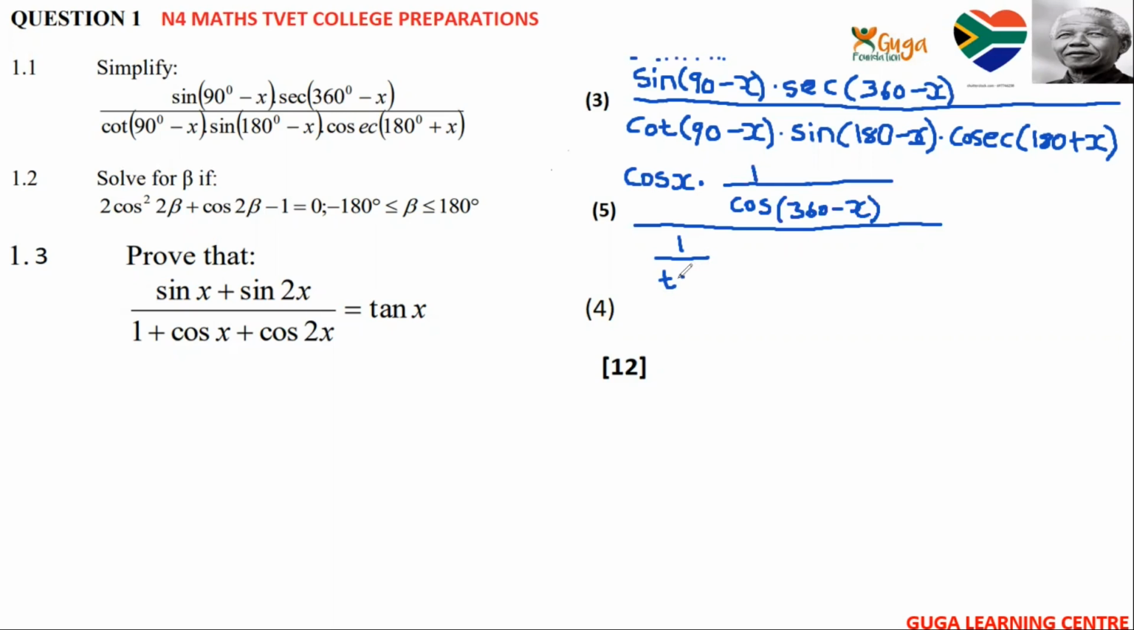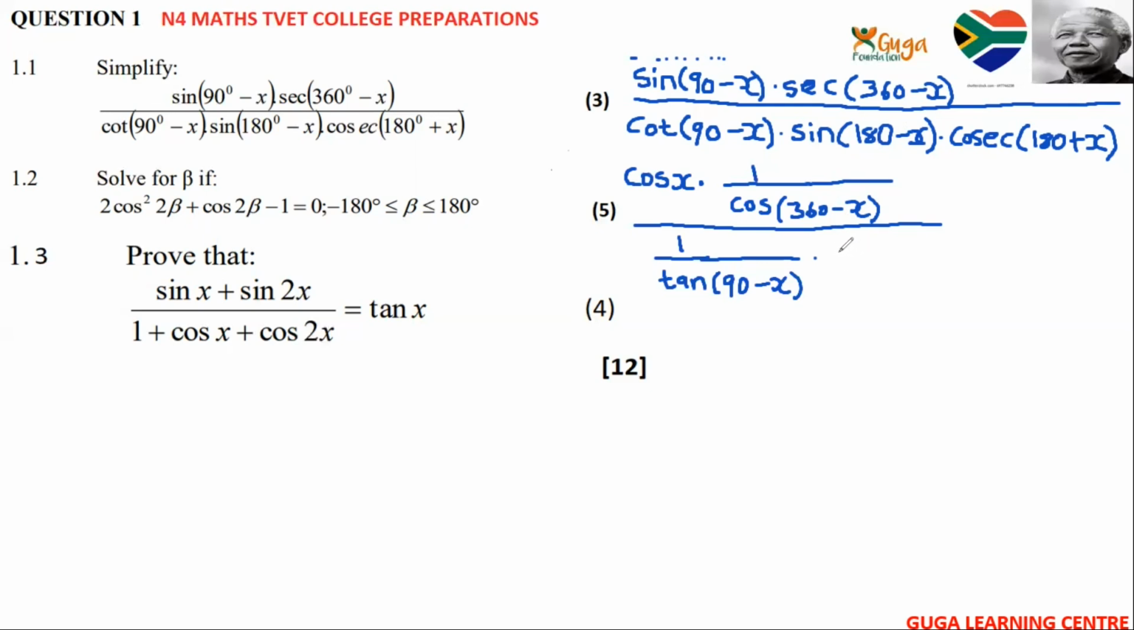1/tan of 90 minus x is still fine, right? Let me put it that way. Multiply by sine of 180 minus x. Which quadrant is 180 minus x? The second quadrant, and sine is positive there.